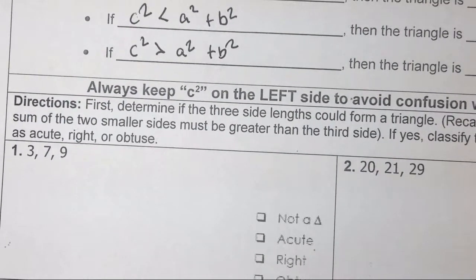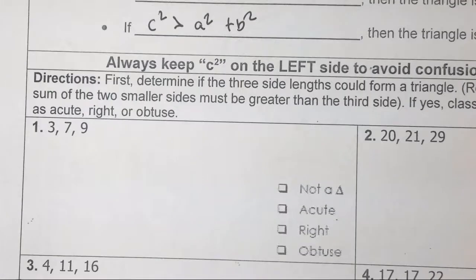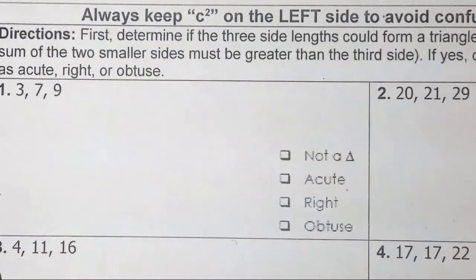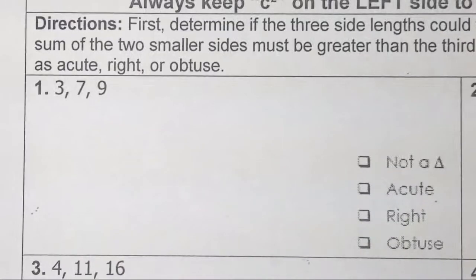It says first determine if the three side lengths could form a triangle. Recall from earlier, the sum of the two smaller sides must be greater than the third side. If yes, then classify the triangle further as acute, right, or obtuse. So the first part we've done before, and y'all should remember how to do that. Y'all remember how we checked to make sure a triangle was a triangle?